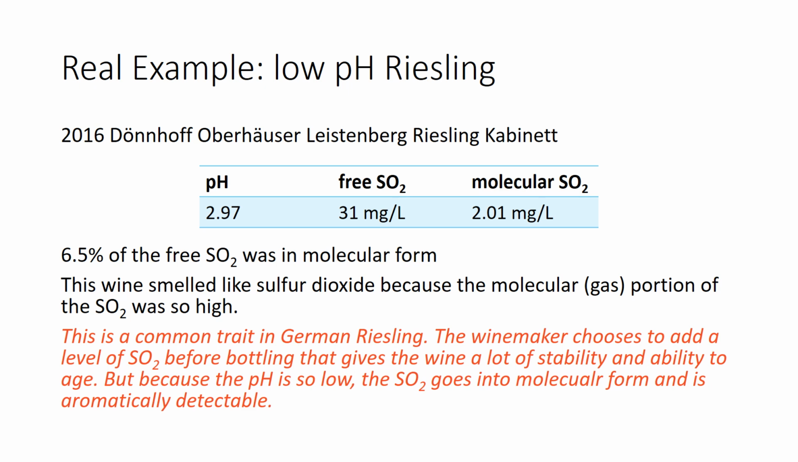So this winemaker has chosen to add a level of sulfur dioxide in the form of free SO2 that gives the wine a lot of stability and ability to age. But because the wine's pH is so low, a large proportion of that SO2 went into the molecular form and is aromatically detectable.